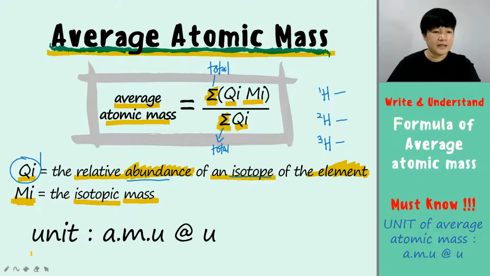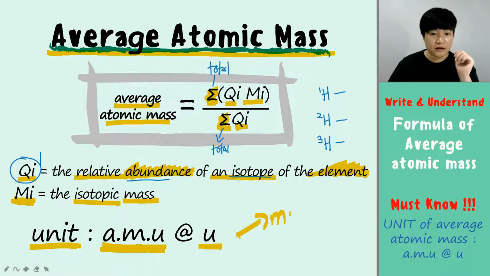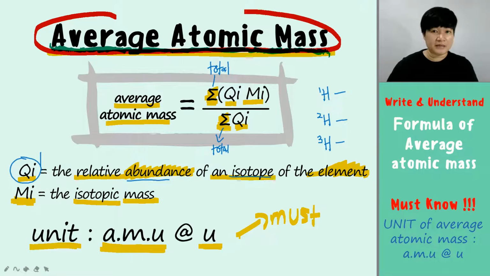The unit of the average atomic mass is AMU or u. Both are acceptable. You can write AMU or you can write u. But make sure the unit is a must here. You must write the unit down when you are calculating average atomic mass. So make sure you remember the unit. And that's it. That is what you need to know about average atomic mass.